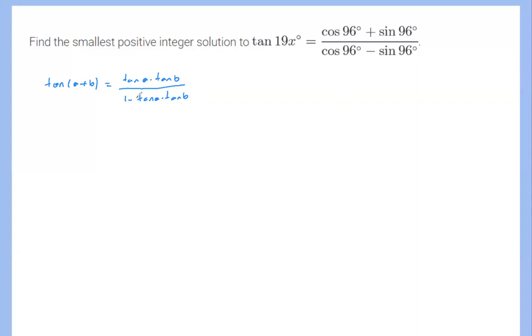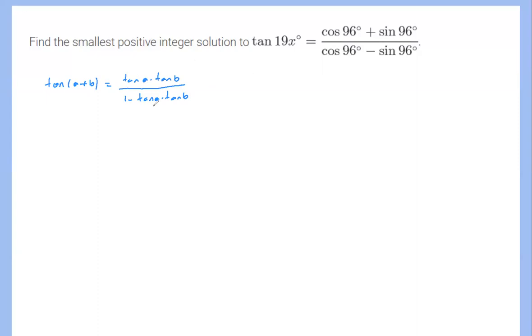So this is the tangent angle sum identity, right? But on the right side, we do not have tangent. So maybe we can try converting the right side into tangent, because if you know tangent of something equals tangent of something, you can compare their angles. That might be easier. So our goal is just to make the right side a tangent.